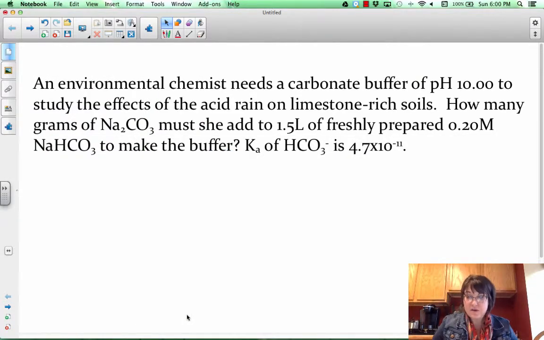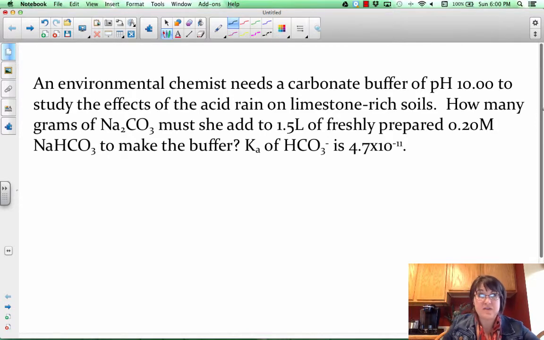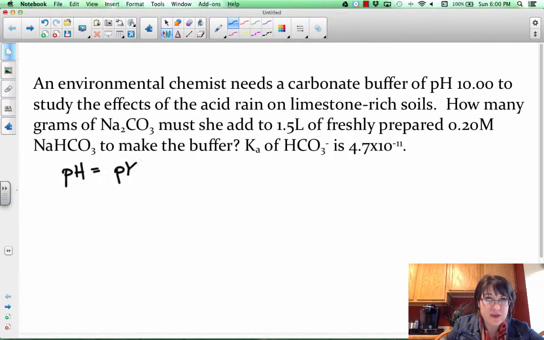So I moved this into notebooks so that we'd have more space to solve this type of problem. Let's start with the Henderson-Hasselbalch equation. The pH is equal to the pKa plus the log of the base over the acid. So we put the concentration of your conjugate base over the concentration of your weak acid.